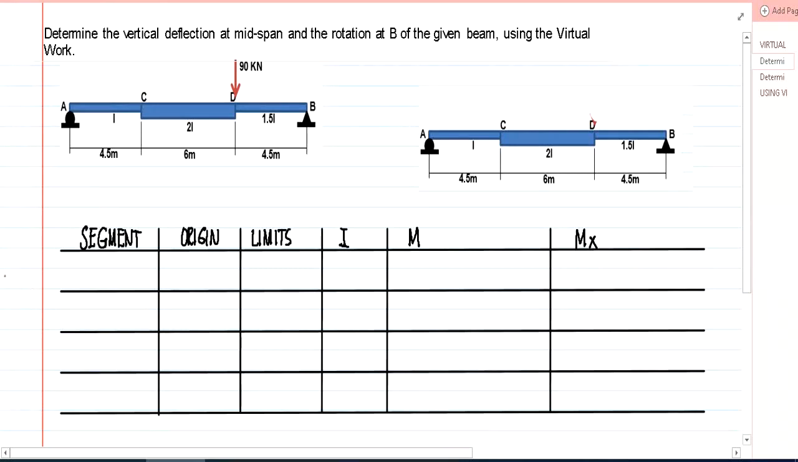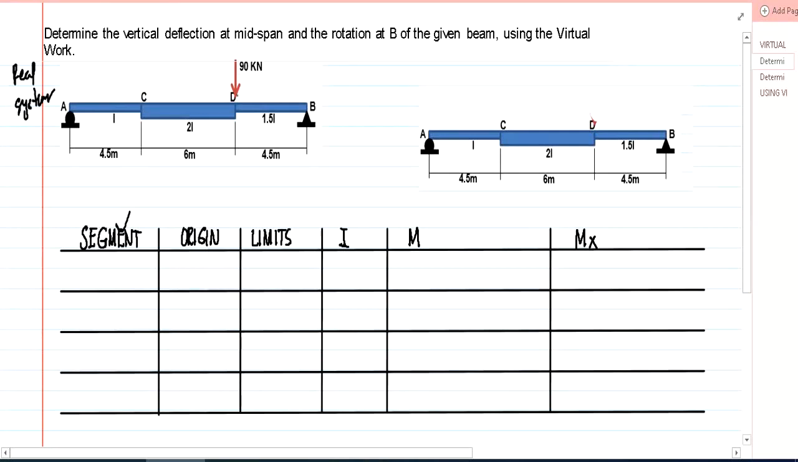Ito yung given natin. Okay, so ito yung given natin. This is our real system. Okay? So our real system showing our real load.